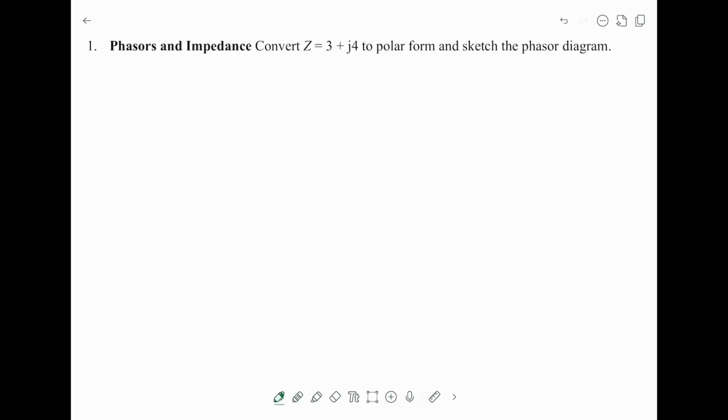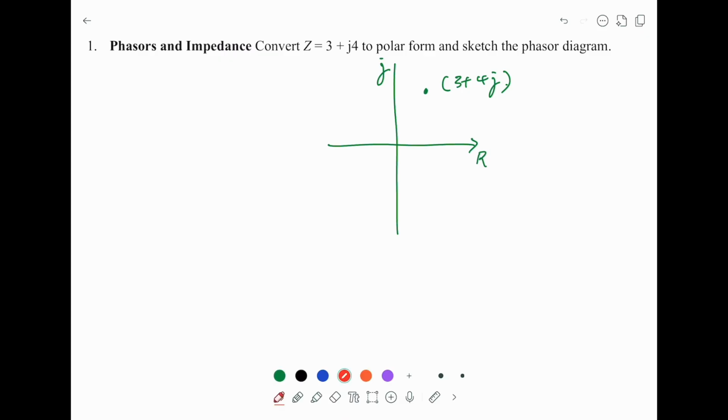The complex number z equal to 3 plus 4j is written in rectangular form. So this is the real and this is imaginary. And this is the complex number 3 plus 4j. Now if you want to rewrite this rectangular form into polar form, you want to find its amplitude and also the angle, it means the phase.